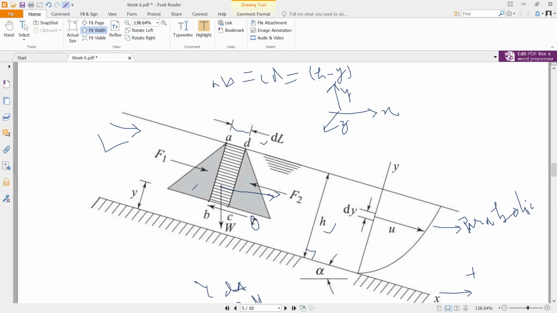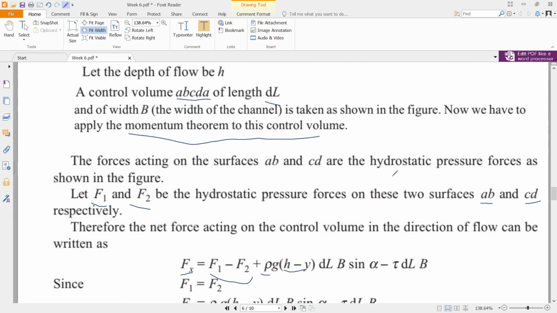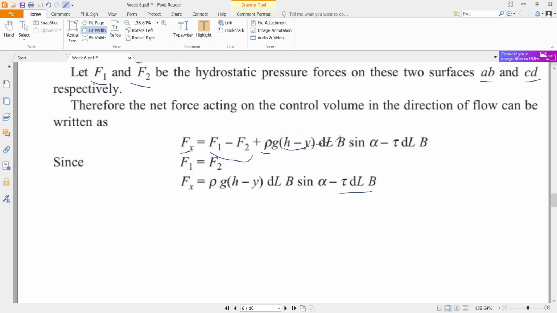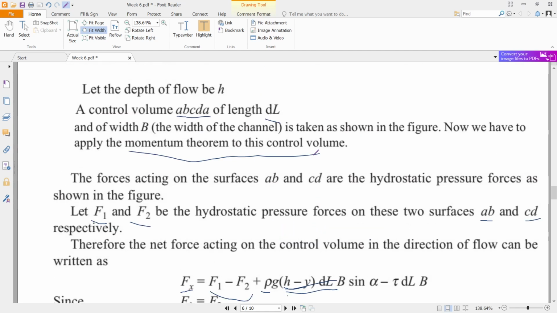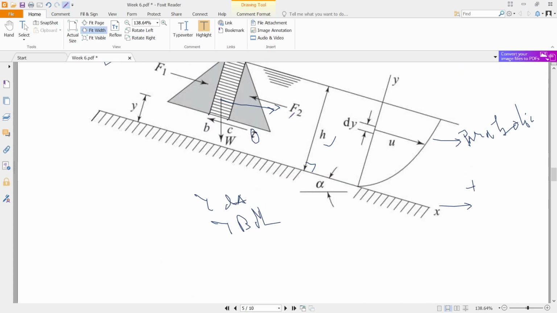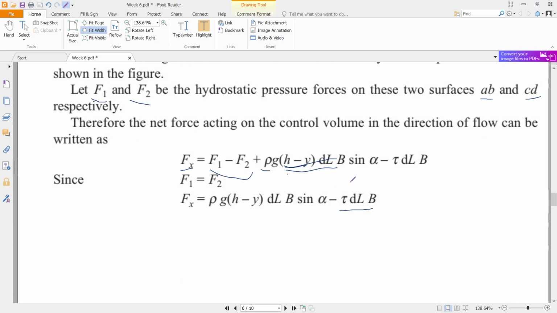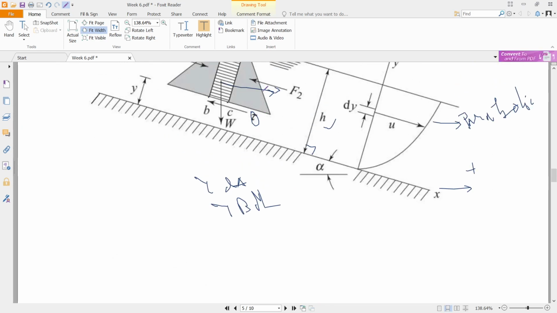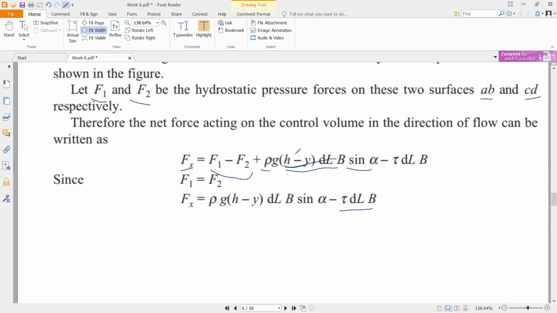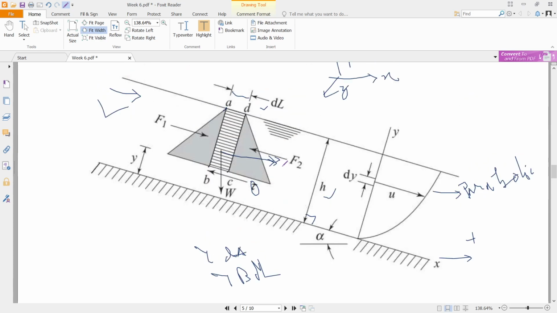Okay, so what will be the volume? Volume will be h minus y into dl into b. Okay, so this represents the volume. Now if you multiply it with density, you will get mass, and mass into acceleration due to gravity is the weight. But we want the component of the weight along this direction, so you have to take the sine component, so sine alpha. Okay, and this is also acting along the positive x-axis, so it has a positive sign.